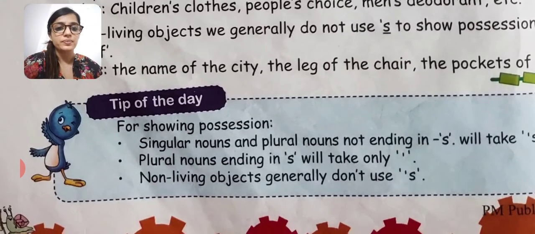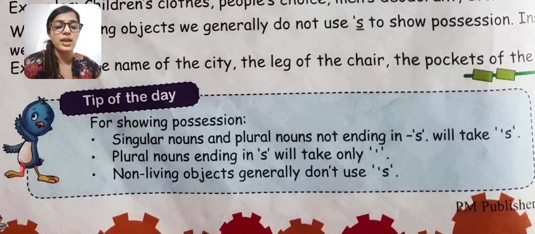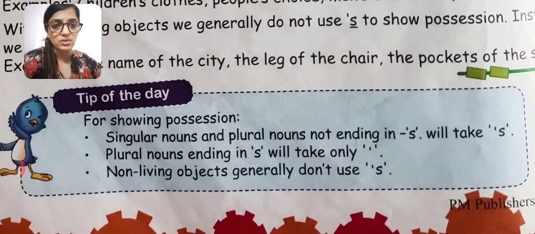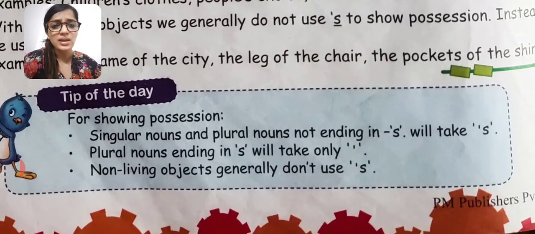So now they have given us a tip also for showing possession. Here they have given a summary of these same points. Singular nouns and plural nouns not ending in s will take 's. So they will do it like this: with a singular noun they will use an apostrophe and then s. And plural nouns ending in s will take only an apostrophe. The plural nouns that end in s get the apostrophe at the end. Non-living objects generally don't use s. With non-living objects we don't use apostrophe s at all, and we use of instead.